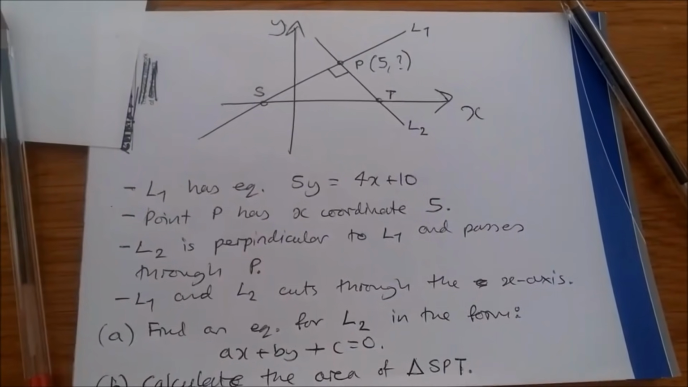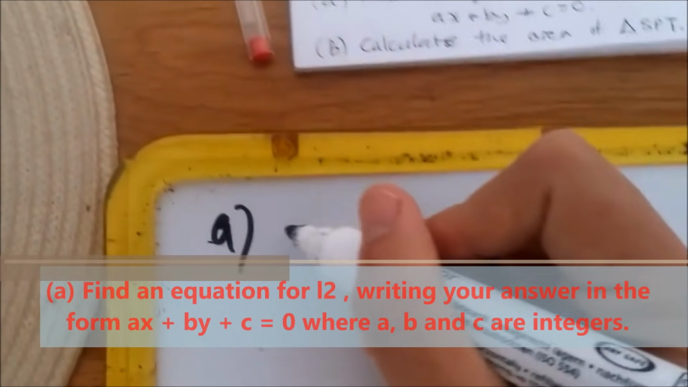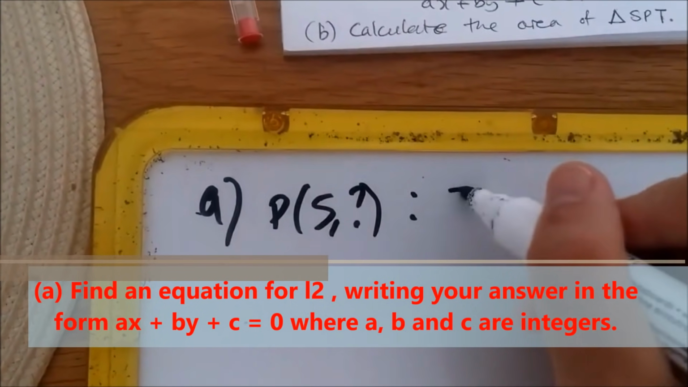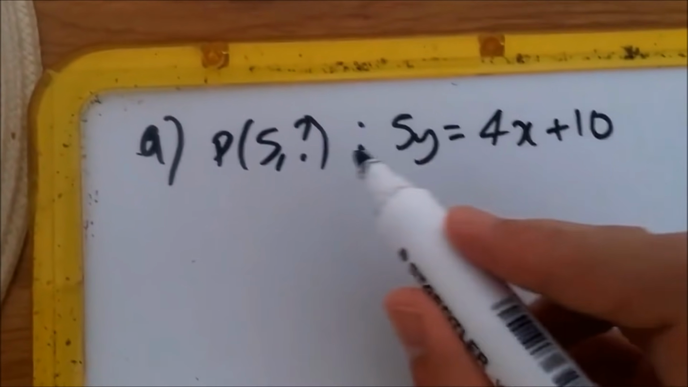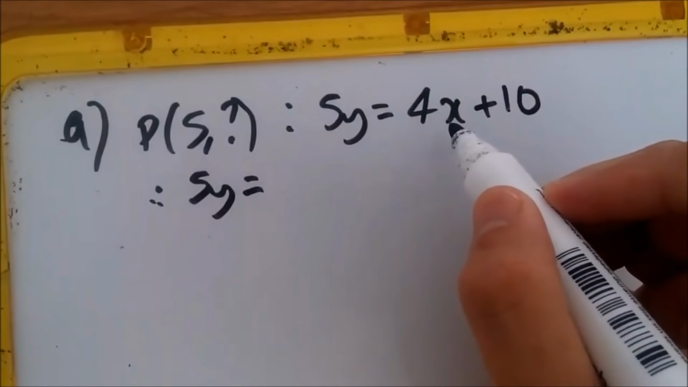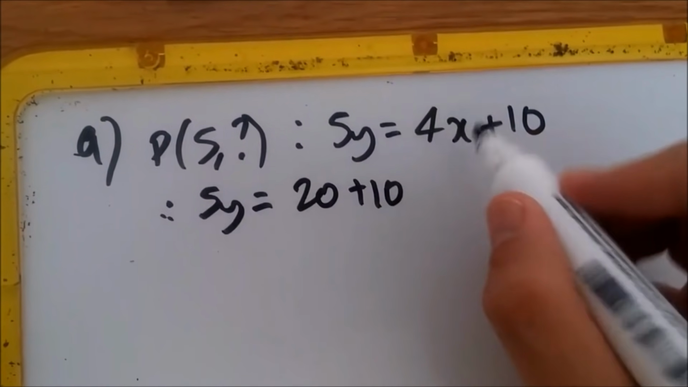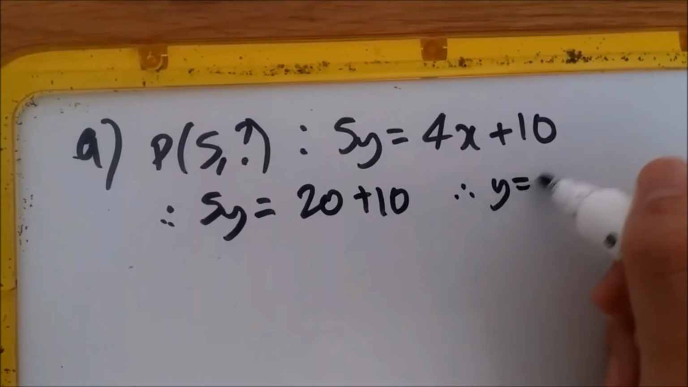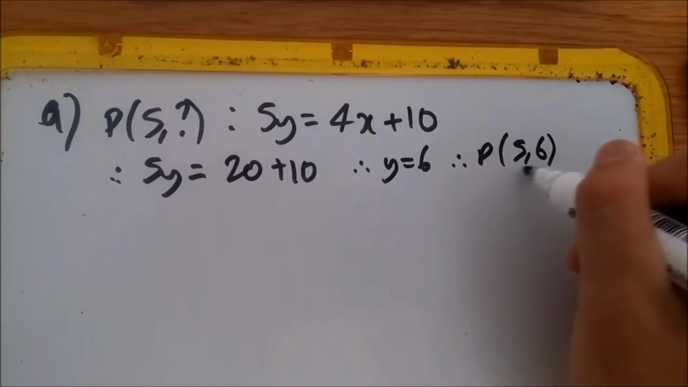Okay, let's do this. So I'll start here, part A. We can say at point P, which is 5 and unknown, we can substitute this into 5y equals 4x plus 10. Replacing x with 5, we're going to have 5y equals 4 times 5, which is 20, plus 10. And of course this gives you 30, so we have 5y equals 30, hence dividing 30 by 5 will give us y equals 6. So therefore our coordinates for P are (5, 6).